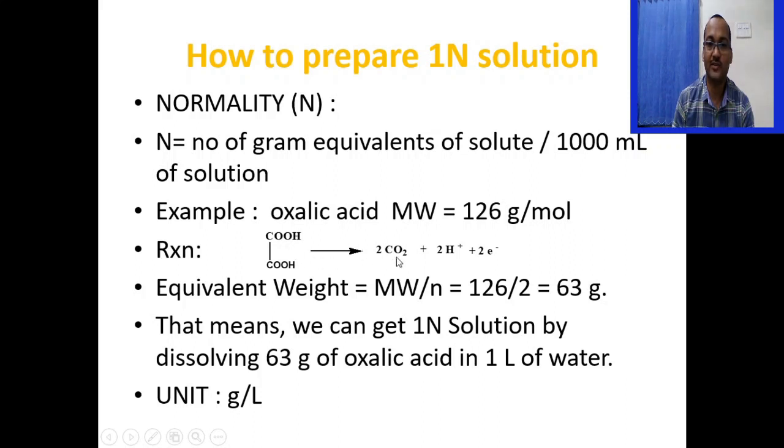If you look at the reaction, 2 electrons are involved. So equivalent weight is molecular weight divided by the number of electrons involved. So equivalent weight will be 63 gram. When we prepare 1 normal solution, we have to dissolve 63 gram of oxalic acid, that is its equivalent weight, in 1 liter of solution or water. So the unit of normality is gram per liter.